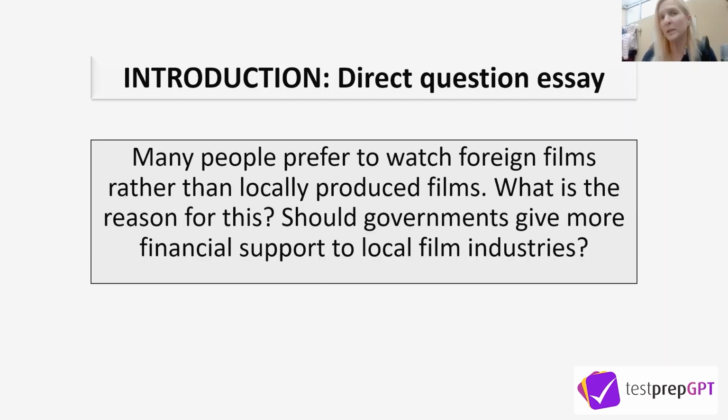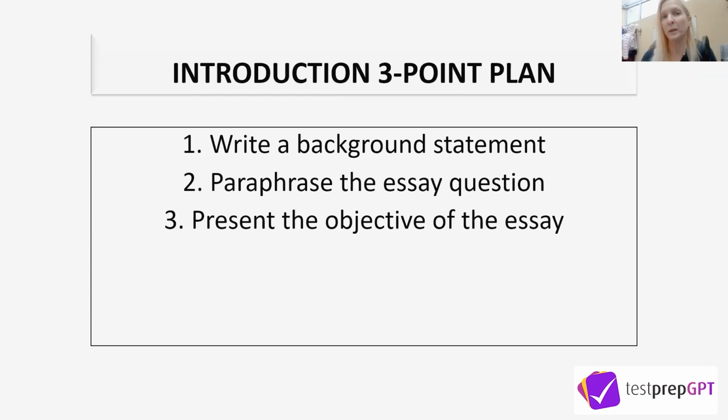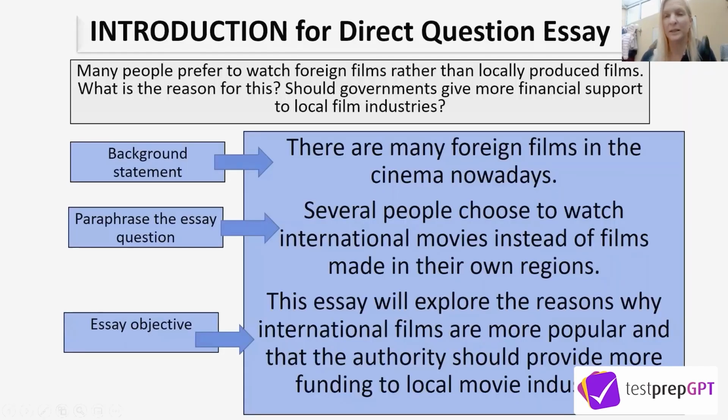So this is a little bit trickier because we have two questions to answer, and we need to put that in the intro. So let's take a look at our 3-point plan: the background statement, the paraphrase of the essay question, and presenting the objective of the essay. So let's try to apply that now. So my background statement, I've written, there are many foreign films in the cinema nowadays. So it's a very neutral statement. I haven't given any opinion here.